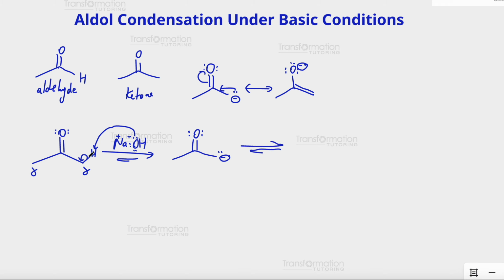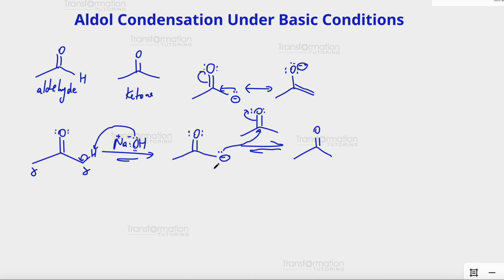Now, once we have taken off this alpha hydrogen, this molecule is going to react with another molecule of itself. So I will draw another molecule of my starting material, and the way it will react is electrons will go up to the oxygen and to the carbon. Electrons go up to the carbon, and these electrons will go up to the oxygen.